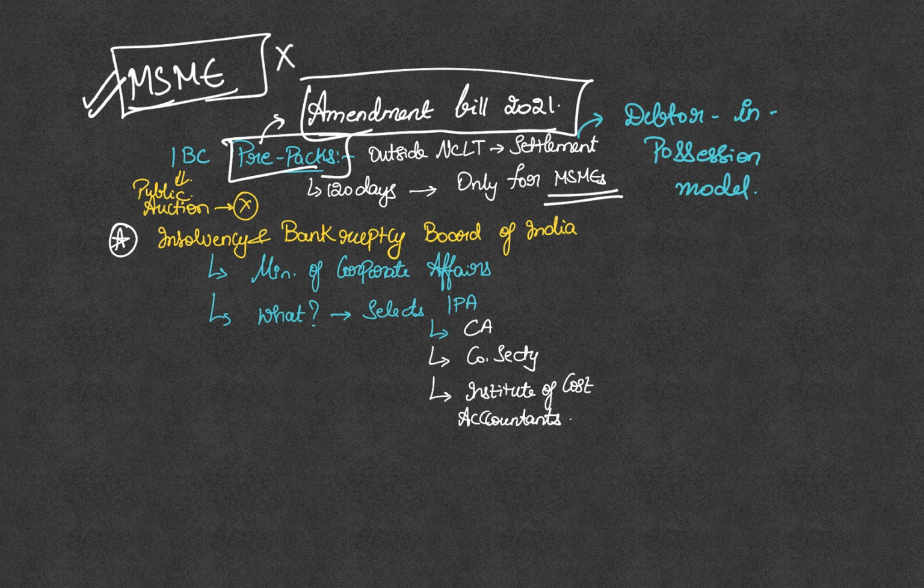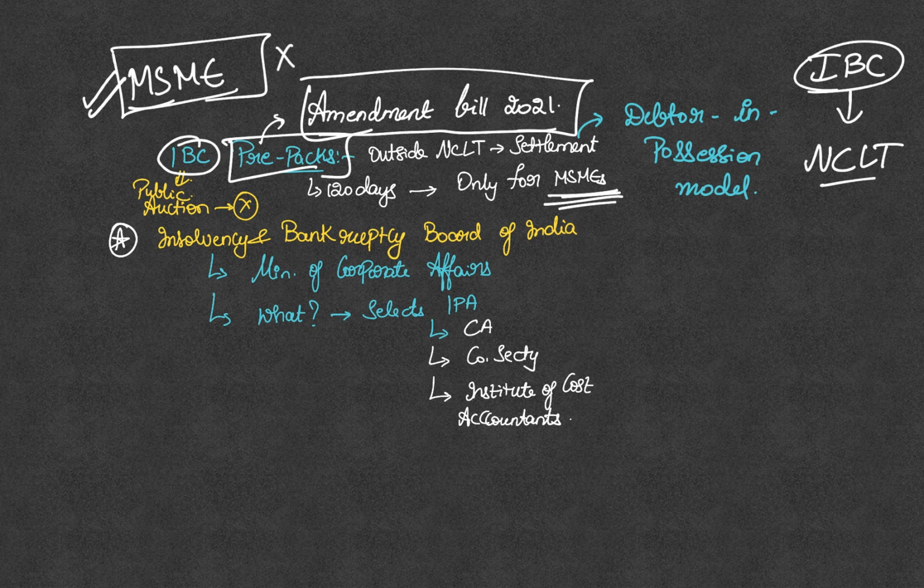Now, like we have discussed, the spirit of IBC is always reviving the company in the maximum possible manner. So, this pre-packaged mechanism for MSMEs was supposed to be the central point of this Amendment Bill 2021. So, here what happens is, like we have discussed, if we want to initiate proceedings according to the Insolvency and Bankruptcy Code, the first thing is we have to file an IP petition or the insolvency petition in the NCLT. That is when the NCLT would appoint an insolvency professional and the entire process would kick in.